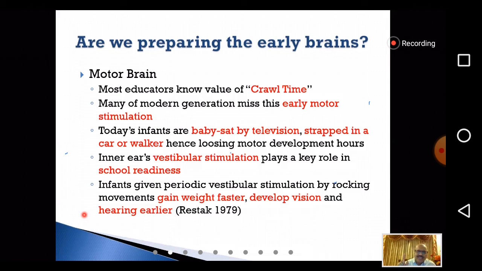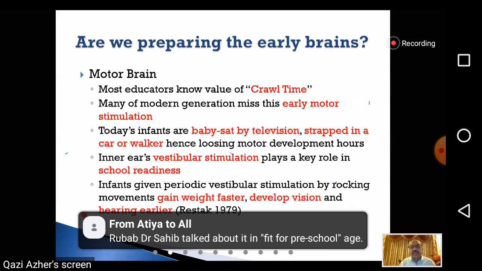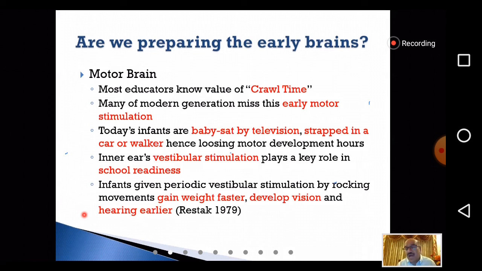Okay, are we preparing the early brains? Now listen to this. A motor brain: the kid already started moving in the mother's womb. The motor activity started, okay? And when that baby comes out, in the beginning it must be lying on the side or wherever, but soon the baby will turn and tummy time starts. Tummy time is when the baby becomes prone, on the belly. Then they try to roll up and turn, isn't it? So this is very important.